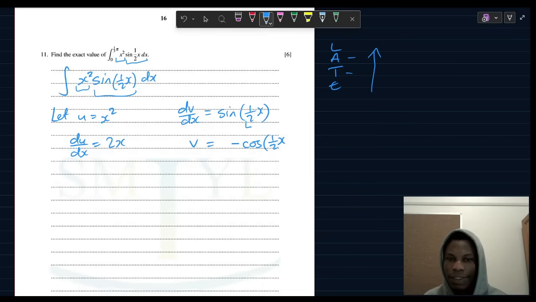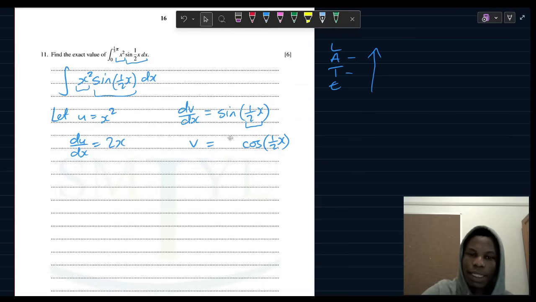So if you integrate sine, you're going to get negative cos of a half x. And then differentiate the inner function, you get half. So that means you have to divide by half. Dividing by half is the same as multiplying by 2. So we can write this as negative 2 here.